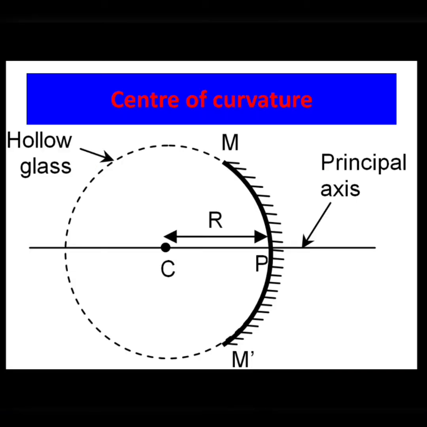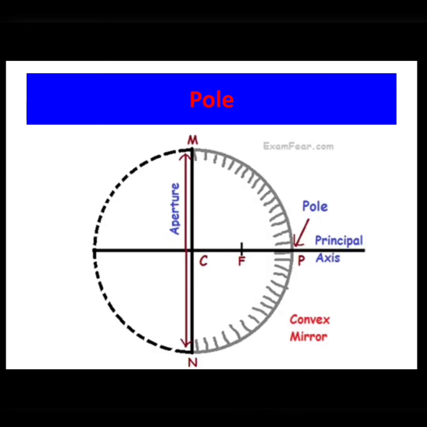At first, center of curvature. It is the center of sphere from which the mirror is made. It is denoted by the letter C. Pole. It is the geometric center of the spherical mirror. Spherical mirror means you have to see only the half side of the sphere. And it is denoted by the letter P.